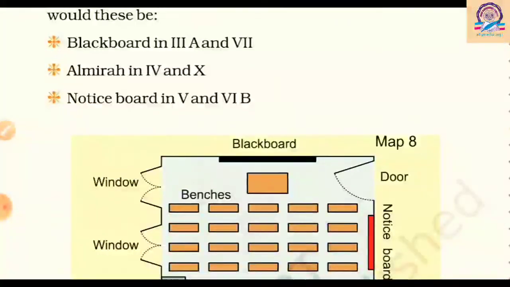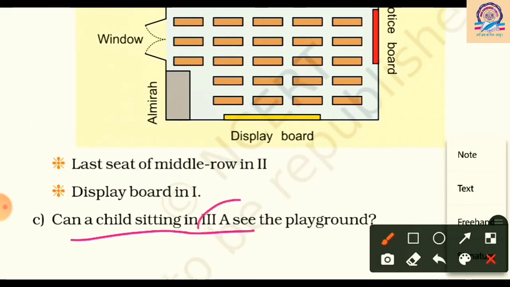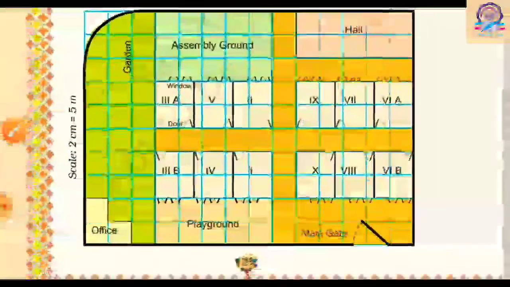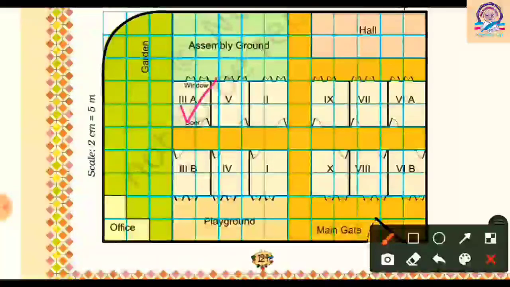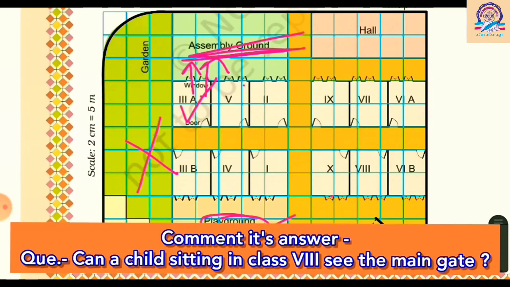So you have to just remember the position of each and every object in the classroom, okay? And the last question is, can a child sitting in 3A see the playground? For that, we have to look at map 7 and locate class 3A. So here is class 3A and here is the playground. So we can say that the student of class 3A can see the assembly ground from the windows, okay? They cannot see a playground or a garden. So from that we can say that the children of class 3A cannot see the playground.